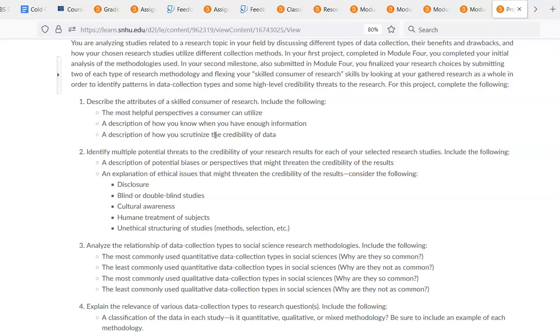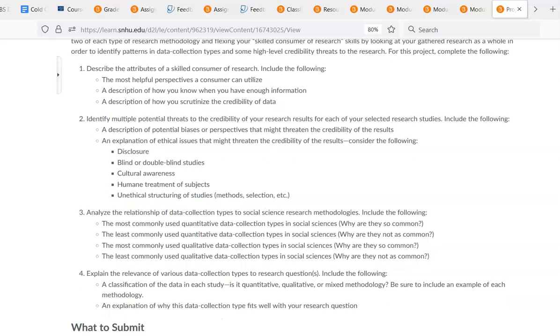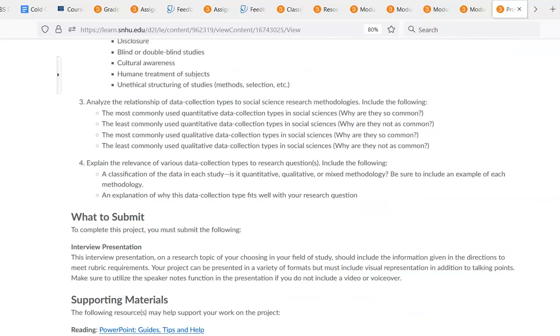So describe the attributes. You can read through that. You identify multiple potential threats to the credibility. Many of you addressed that quite well thus far. You see how this builds nicely together. Here's a laundry list of what you may consider relative to ethical issues. Taking your time, going down to number 3. Again, you analyze the relationship of data collection types to social science research methodologies. All of you who are doing quite well are demonstrating comprehension and understanding how those things work.